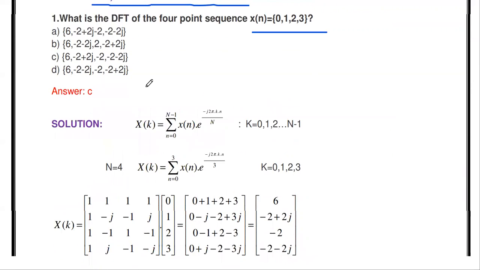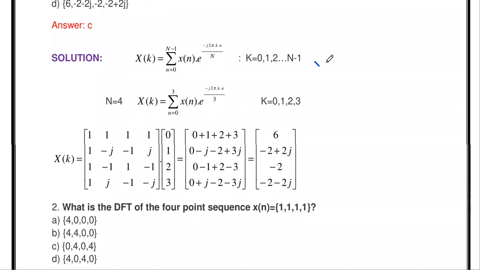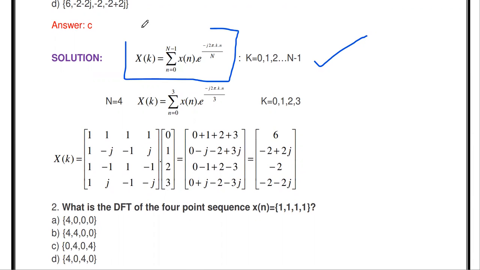Okay, so the formula for the DFT calculation is X of k equal to summation n equal to 0 to N minus 1, x of n e power minus j 2 pi k n by N. Okay, this is the formula for DFT calculation, where N is the number of samples, N-point DFT, and the k value ranges from 0 to N minus 1.